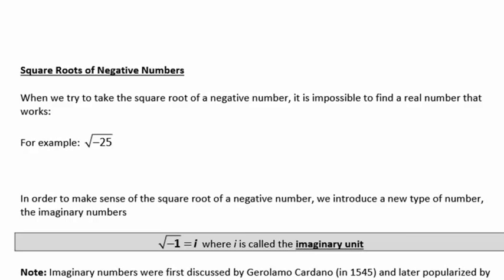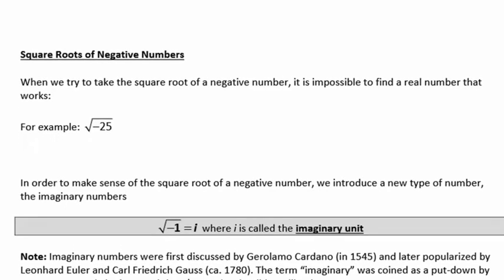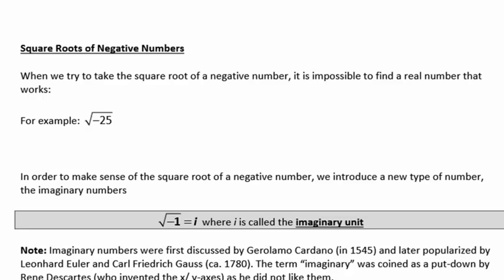Alright, so we've done a bunch of square roots of positive numbers. What if we're trying to take the square root of a negative number? If I want to take the square root of negative 25, it's impossible to find a real number because if I have two negatives, negative 5 times negative 5 would multiply to a positive 25, and negative 5 times positive 5 would multiply to a negative 25, but these aren't the same number.